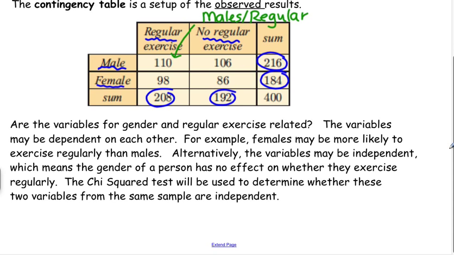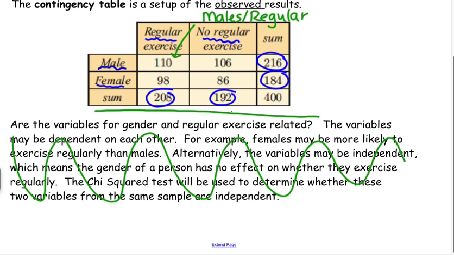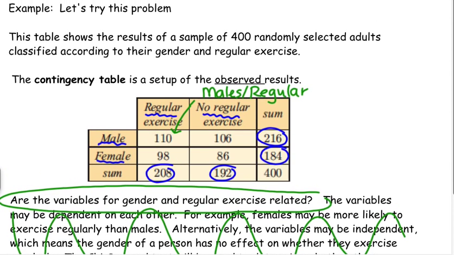So what I want you to write down is everything except for this. Just write down this: is gender and exercise related? And then the above information of your chart. All right, these are your observed values. Now we're going to go ahead and do our 7-step process.